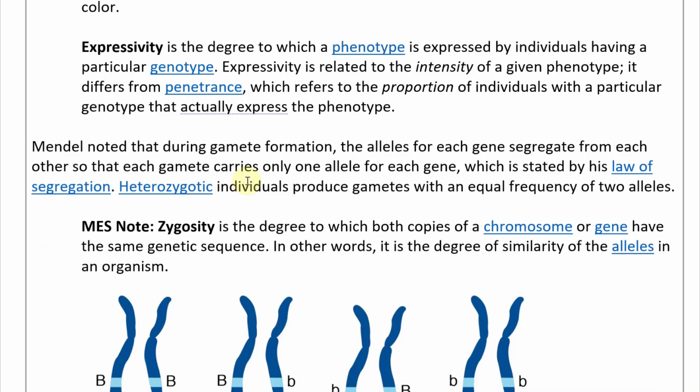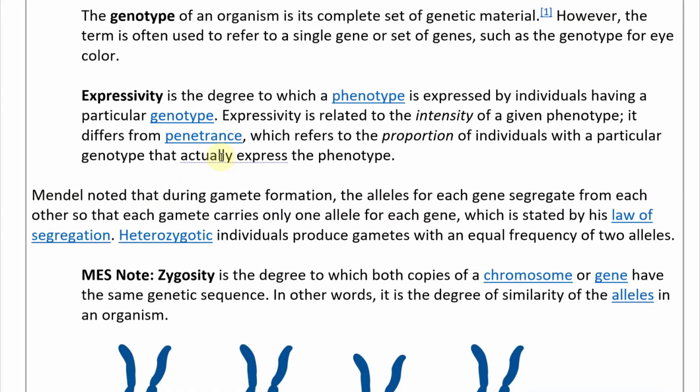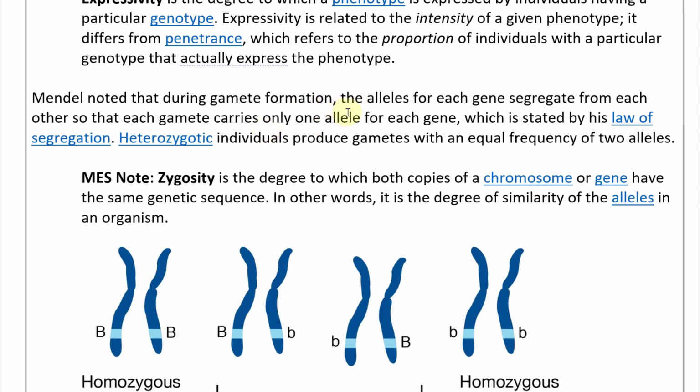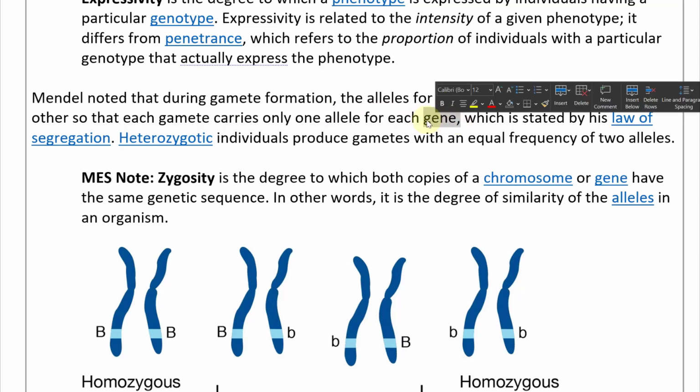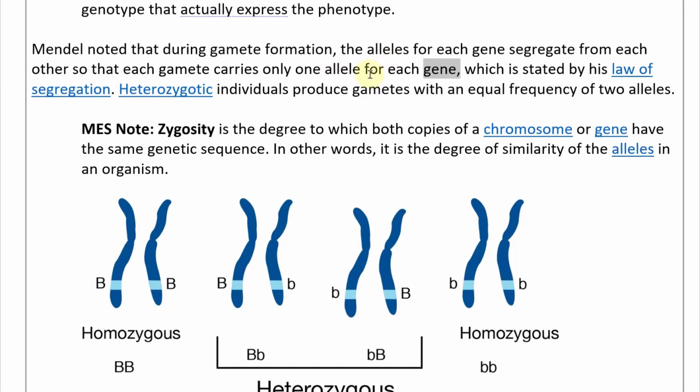So Mendel noted that during gamete formation, the alleles for each gene segregate from each other so that each gamete carries only one allele for each gene. And this is stated by the law of segregation. Very interesting. So during the formation, instead of having two alleles for one gene, each one will have just one. So each parent will have one. No, I mean the gametes will each have one.